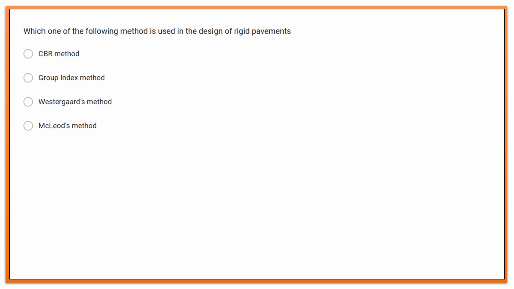Then the last question from this test series: which one of the following methods is used in the design of rigid pavement? The method is the Westergaard method. So here option number C is correct. So this is all about test series 3, which is based on highway engineering, and thank you for watching.